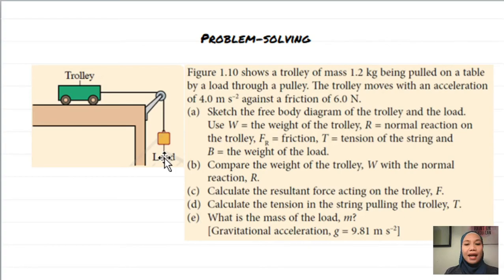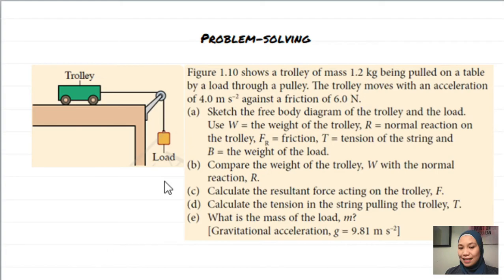A. Sketch the free body diagram. B. Compare the weight of the trolley W with the normal reaction. C. Calculate the resultant force acting on the trolley. E. Find the mass of the load here. In this question, they did not mention the mass of the load. The mass of the trolley is 1.2 kilogram, and both objects accelerate at the same acceleration, which is 4 meters per second per second. And one more piece of information, the frictional force for the trolley is 6 Newton.